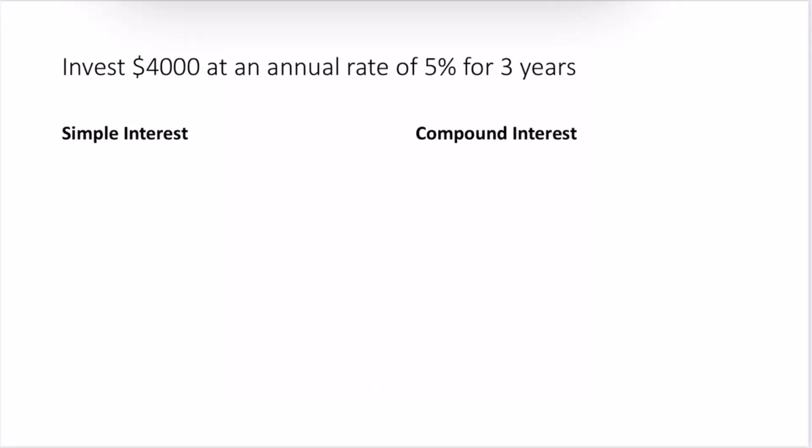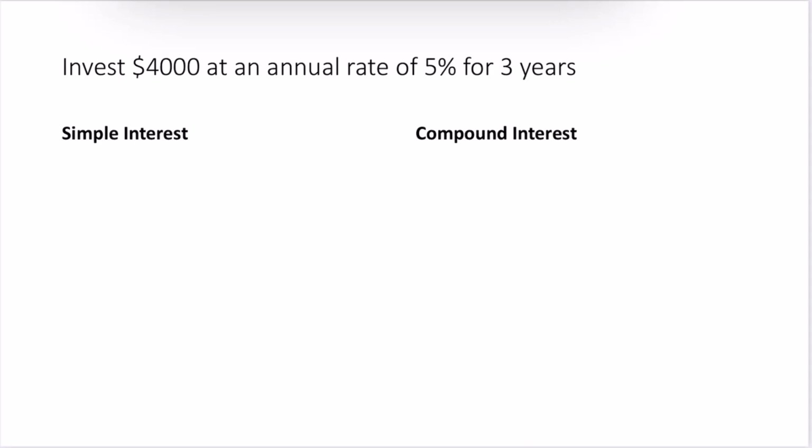Okay, so let's say we were going to invest $4,000 at an annual rate of 5% for 3 years. If we wanted to figure out the amount of money that we would have at the end of the 3 years, it depends on whether we're using simple interest or compound interest. Because with simple interest, you're only earning interest on the money that you invested, but with compound interest, you would earn that interest as well as interest on the interest that you'd already earned.